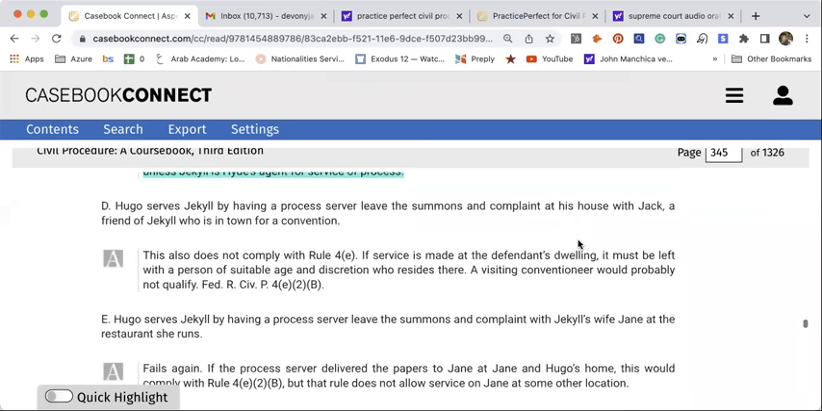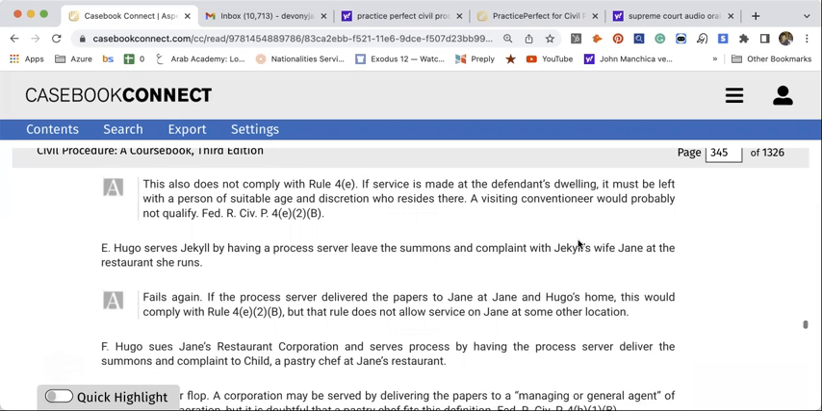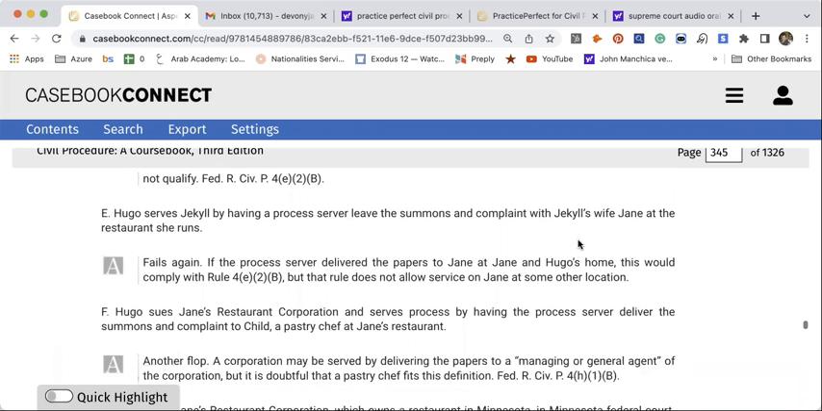Hugo serves Jekyll by having a process server leave the summons and complaint at his house with Jack, a friend of Jekyll who was in town for a convention. This also does not comply with the rule. The papers must be left with a person of suitable age and discretion who resides there. A visiting conventioner would probably not qualify.